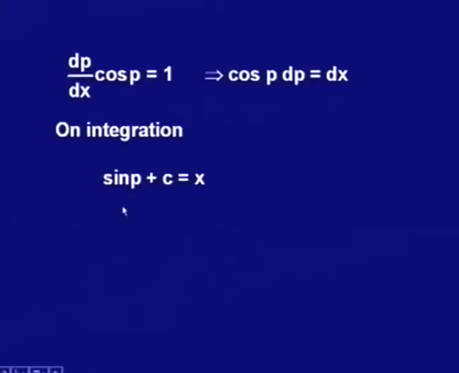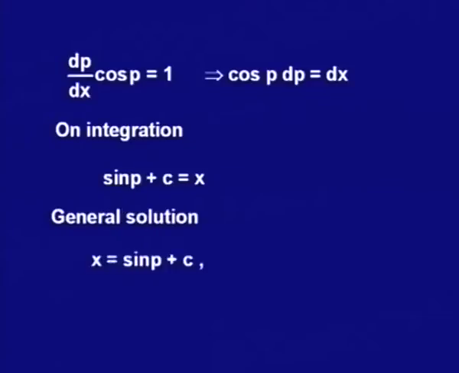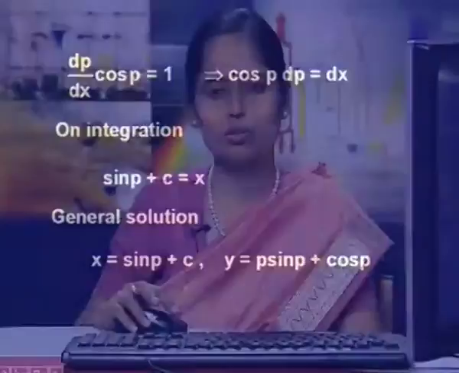What is the original equation we are having? That was y is equal to p sin p plus cos p. So we write the general solution as x is equal to sin p plus c and y is equal to p sin p plus cos p. We write the solution in the form of x and y rather than giving y is equal to this. This is the solution of our given differential equation.